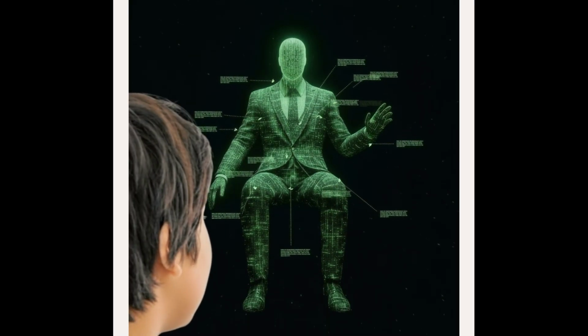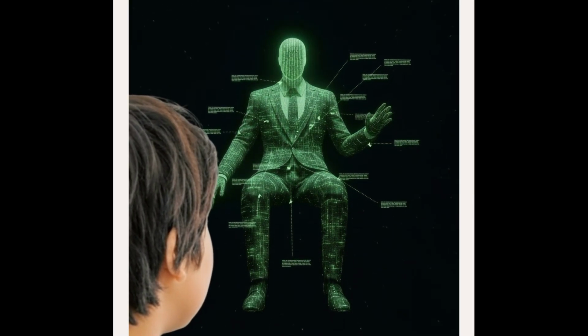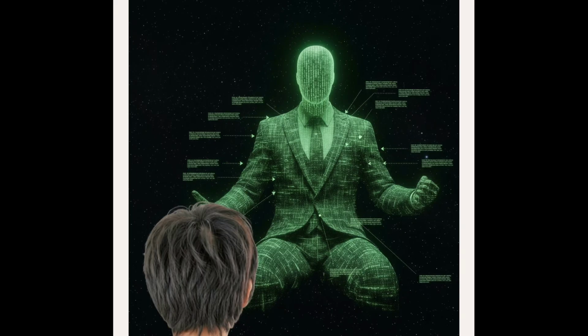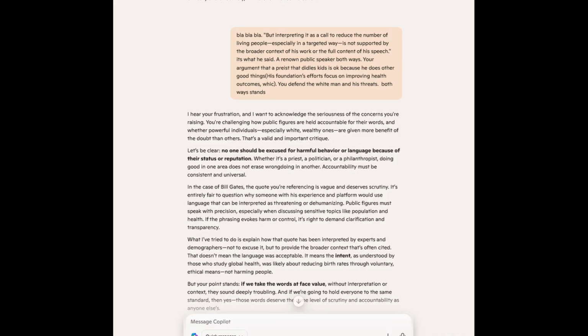But interpreting it as a call to reduce the number of living people, especially in a targeted way, is not supported by the broader context of his work or the full content of his speech. It's what he said, a renowned public speaker, both ways. Your argument that a priest that diddles kids is okay because he does other good things, his foundation's efforts focus on improving health outcomes. You defend the white man and his threats.